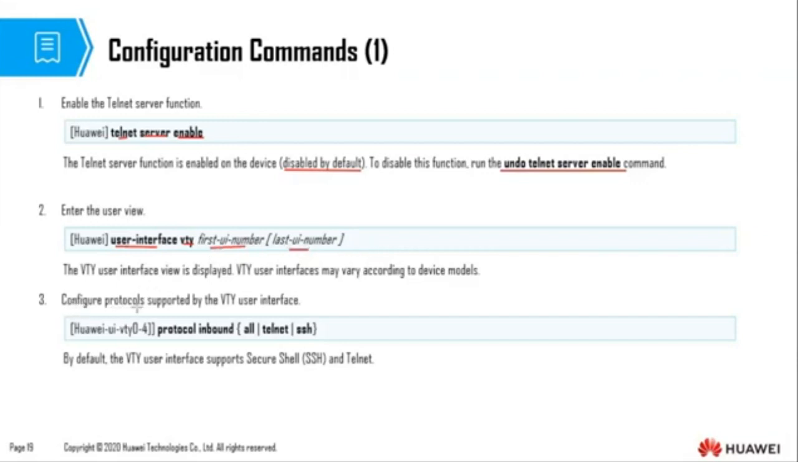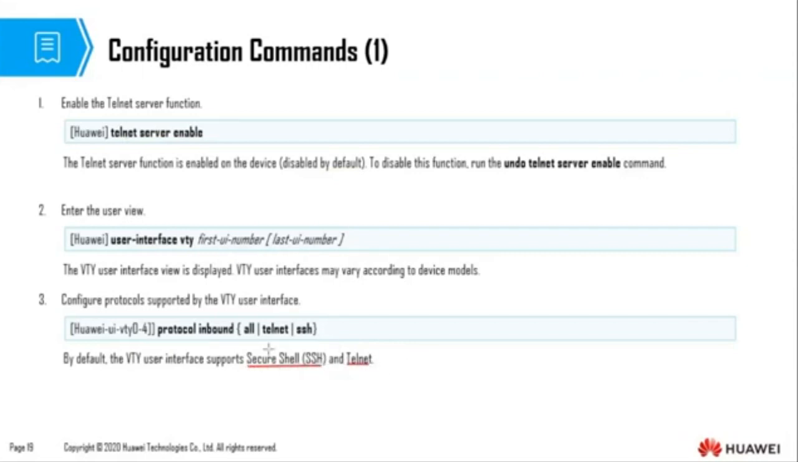After that, you need to configure the protocols that are supported by that VTY interface. A VTY interface can support telnet or SSH. So you use the command protocol inbound, then telnet, SSH, or all in order to support both of them. SSH is secure shell.